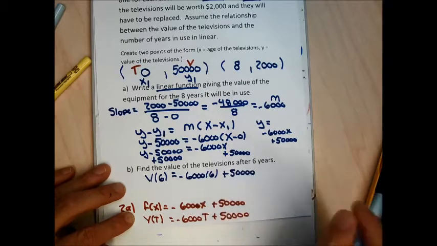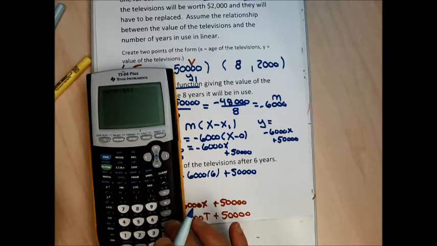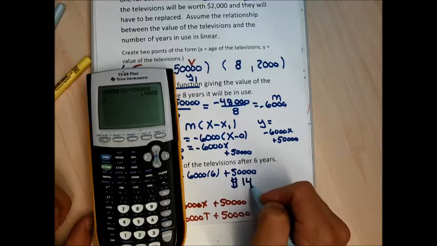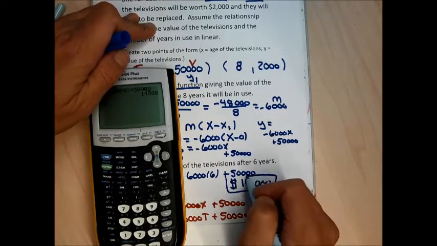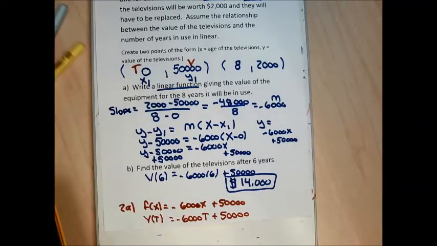That comes out to, I better not do that in my head, negative 6,000 times 6 plus 50,000, and I get $14,000. So for my answer, I'm going to be real brief. I'm just going to write the number 14,000 with a dollar sign, and that's the value after 6 years. Don't need to write a sentence for that if I don't care to.